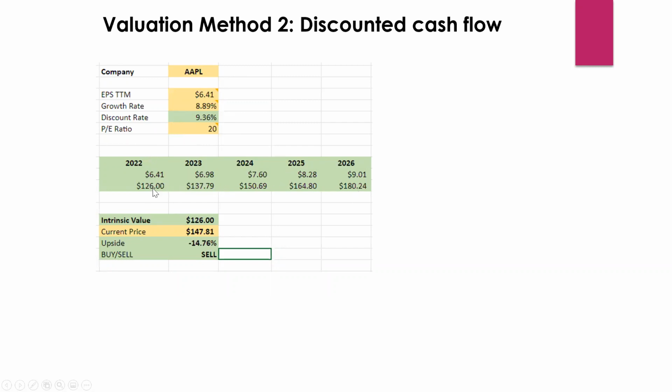So based on this, in 2022, the fair value of Apple is 126. I have already calculated this, which is why I'm listing it here. In 2023 it would be 137, 2024, and so on. So the current intrinsic value, based on whatever they're going to earn, is 126. That is the fair value, compared with the current price of Apple, and it shows an upside of 14.76%. So that means I'm not going to invest in Apple. That's the reason I don't have Apple stock in my portfolio at this point in time.